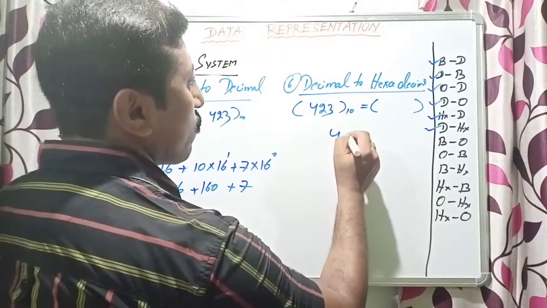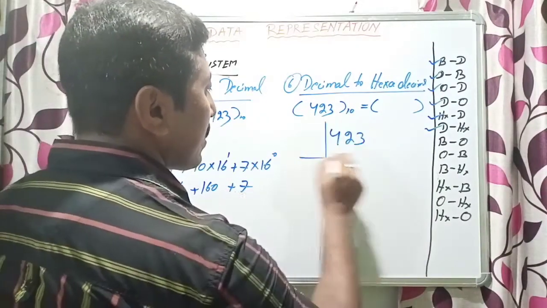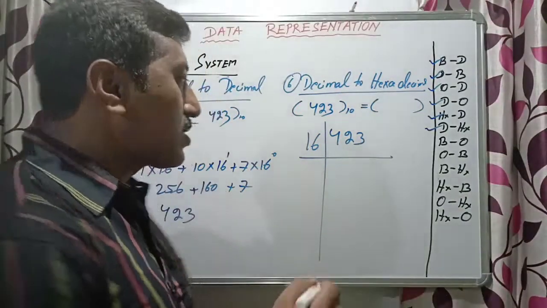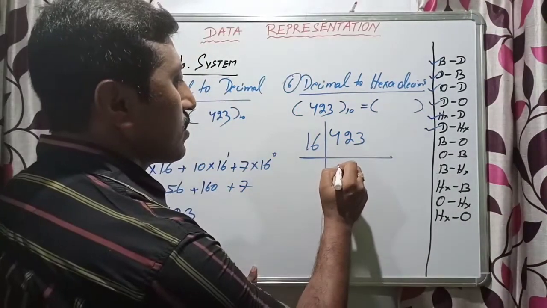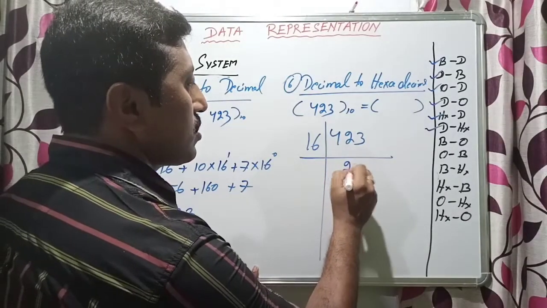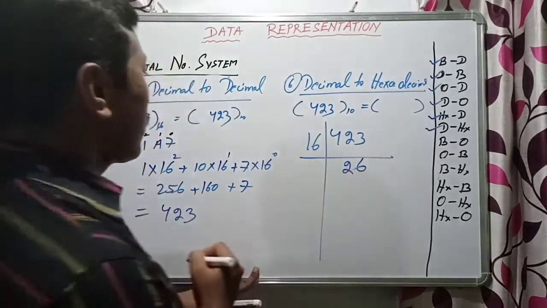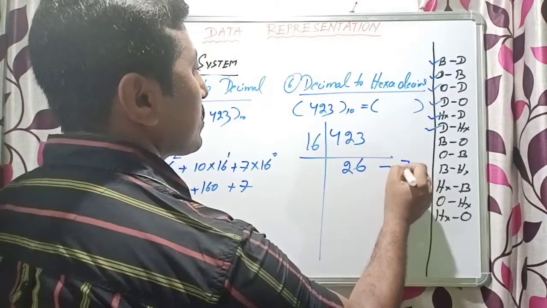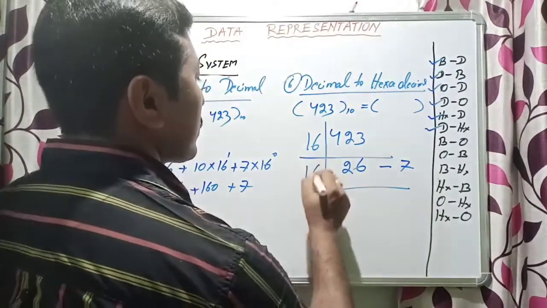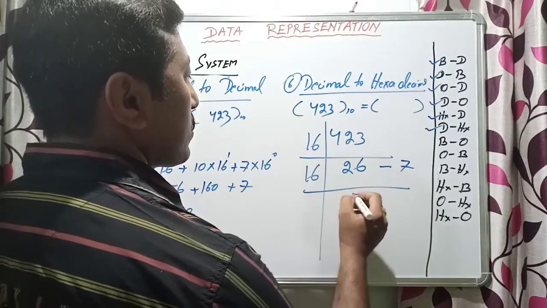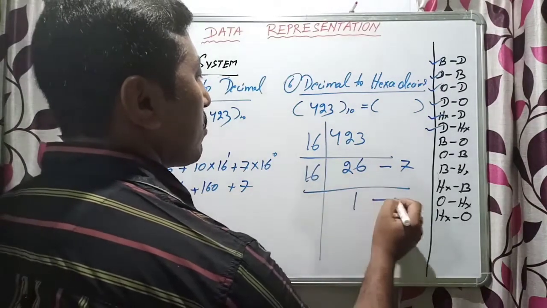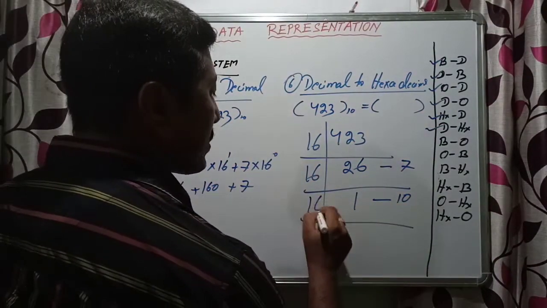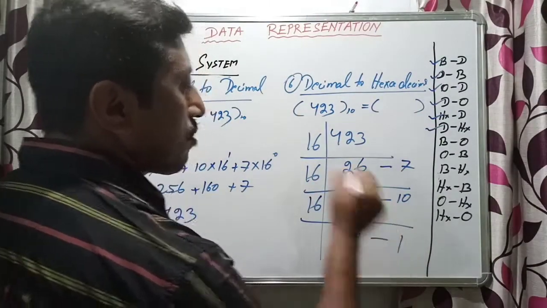So what to do? 423. Now you divide it by 16. When we divide it by 16, first it will come 26, and the remainder will be 7. Then again divide by 16, 1, and the remainder will be 10. If you want, you can do it once again: 16 into 1 is 0, since 1 cannot be divided.